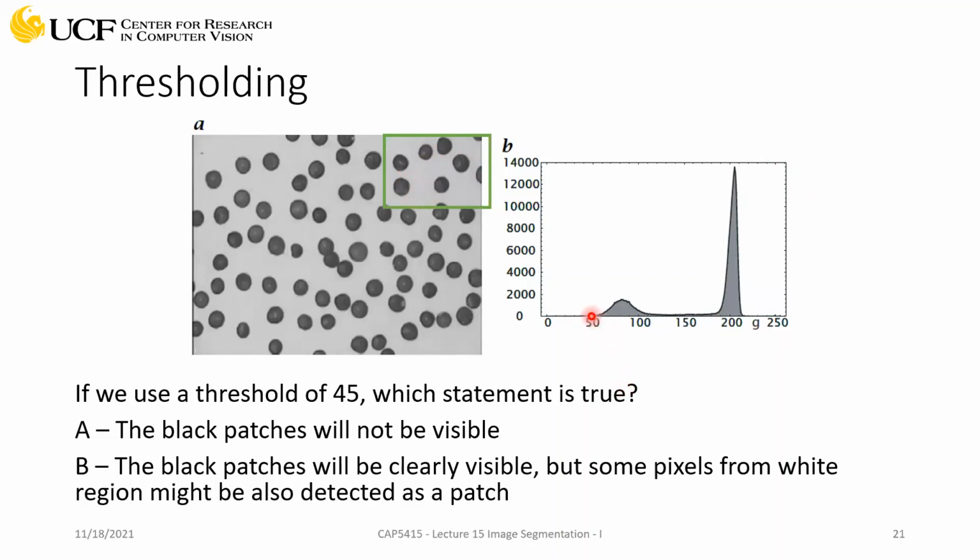The only thing which will be visible is the pixels on the left, and these are the darker pixels. Some of the darker pixels, maybe on the boundary of these cells, might be visible, but again, it will be just scattered pixels. It won't be a complete black patch. Okay, so I think most of you got this right. Some of you have said B. I'm not sure why.